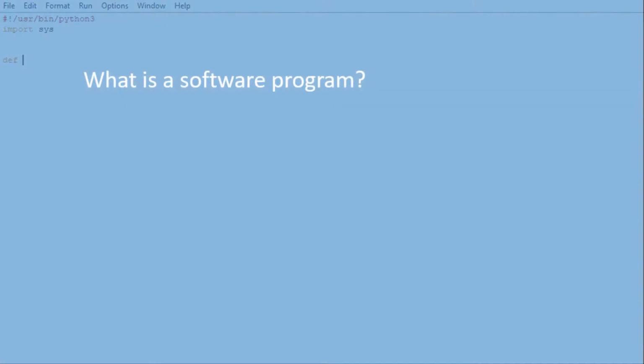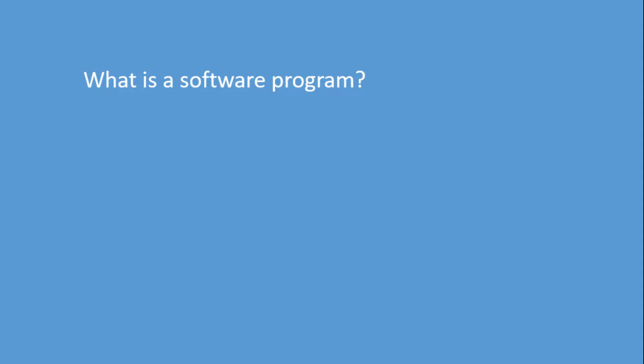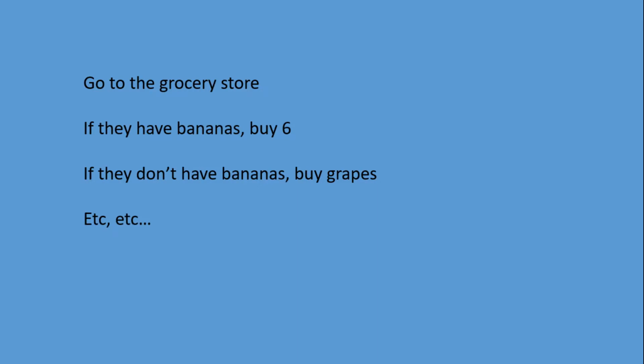Before we begin, let's talk about what a program is. A program is just a set of instructions. Go to the grocery store is an instruction. If I said, go to the grocery store, if they have bananas, buy 6. If they don't have bananas, buy grapes. That is a set of instructions. We could go on and on, but these instructions are meant to accomplish a task.